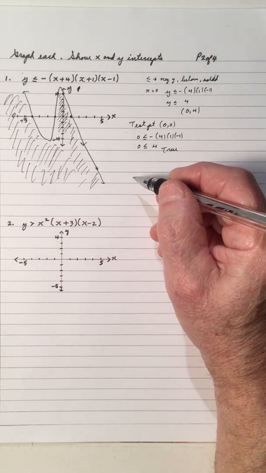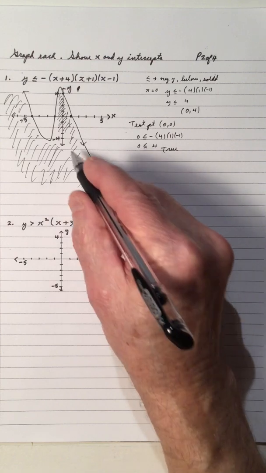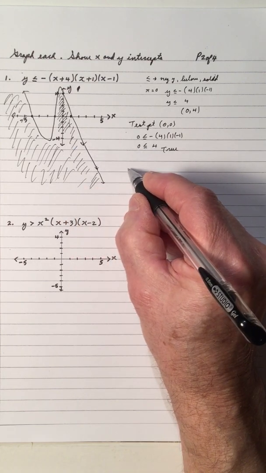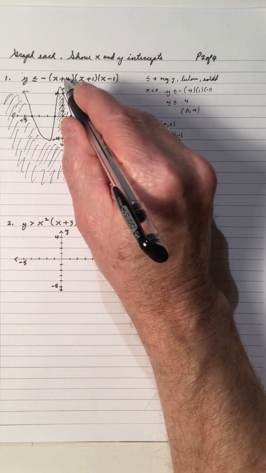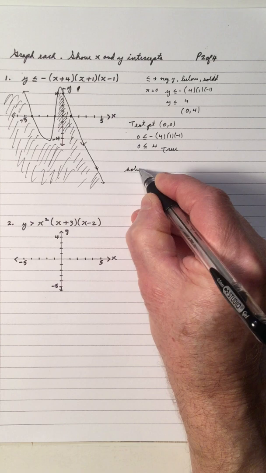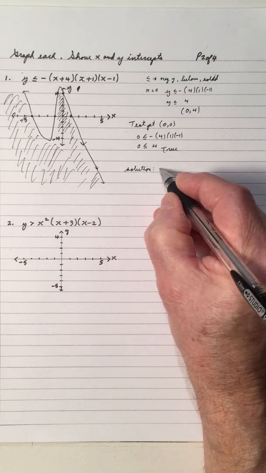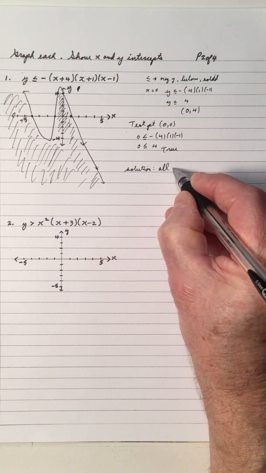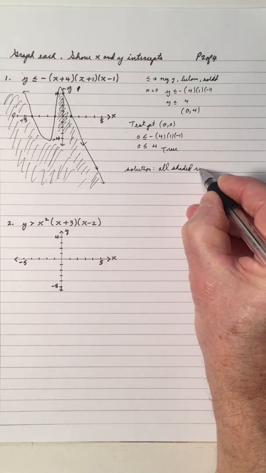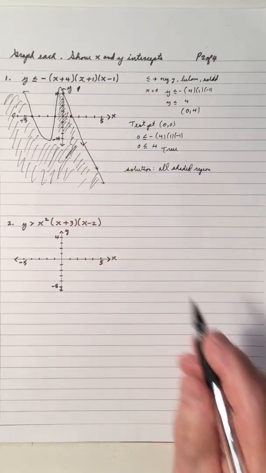So if you want to graph the solution, it's all the points that are in the shaded region. So if you want to solve this system, it's the same as graphing. So the solution to the system is all the shaded region, because you can't name all the points, so it's all the shaded region.